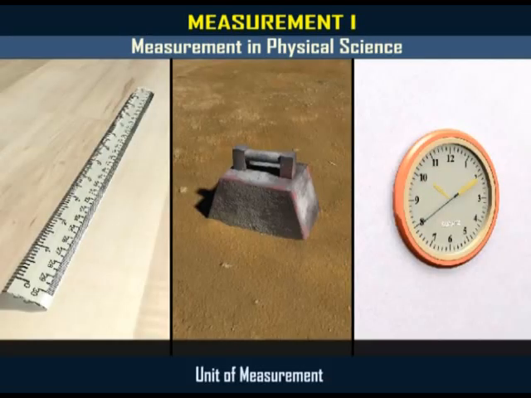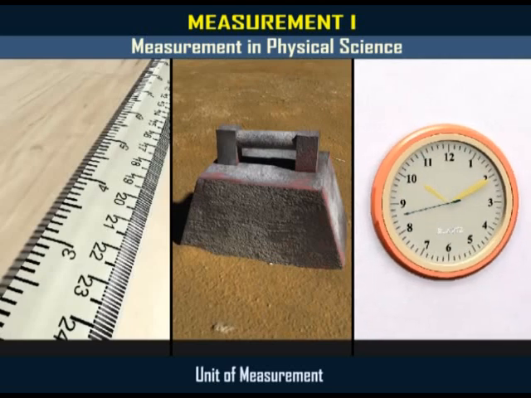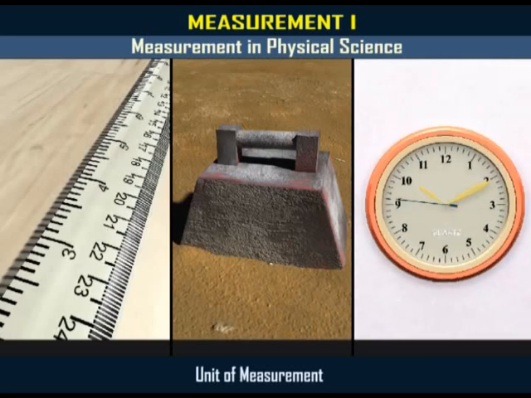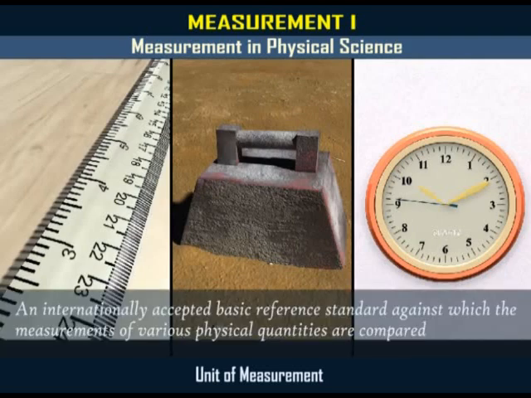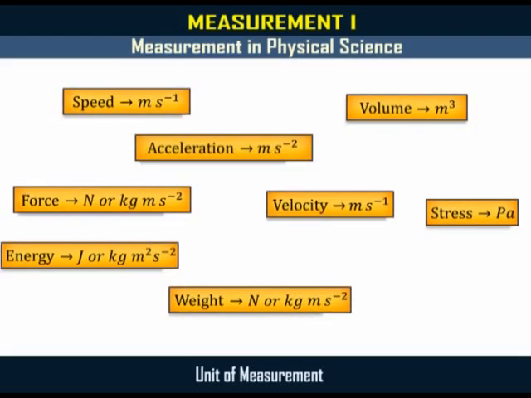Any physical quantity such as length, mass or time is measured and denoted in terms of basic standards called a unit of measurement. A unit is an internationally accepted basic reference standard against which the measurements of various physical quantities are compared. In physics, we deal with many physical quantities and their units. However, very few basic units are required to express these physical quantities.